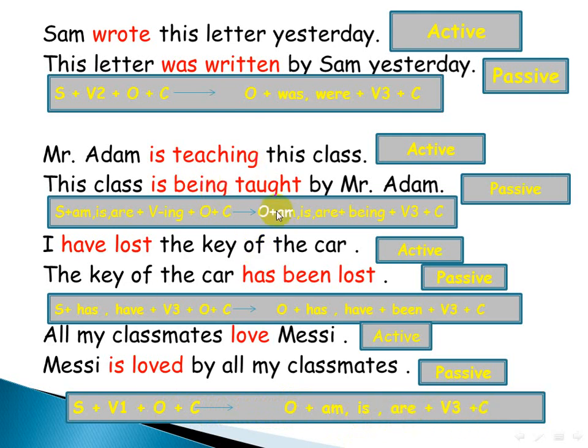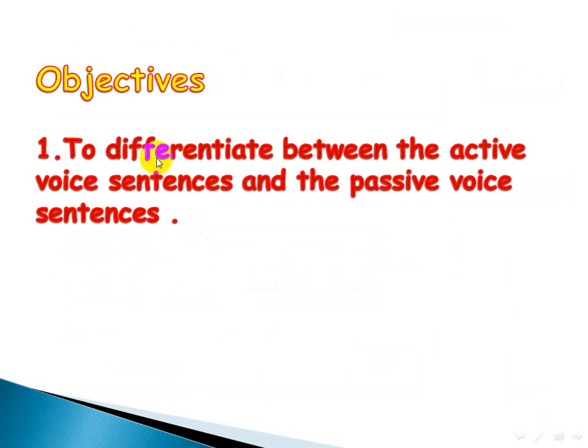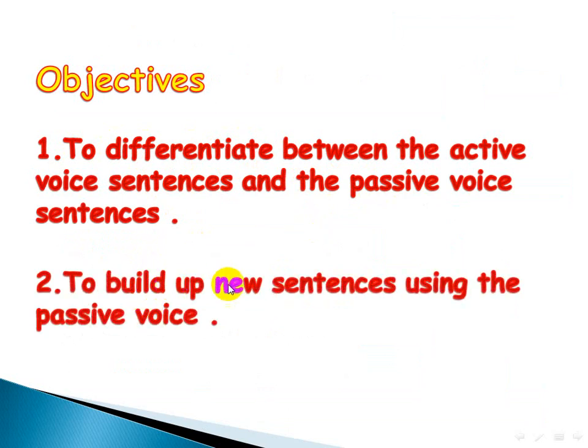So this is the first part of our class: you have to differentiate between the active voice and the passive voice. So these are our objectives for this class. Number one, to differentiate between the active voice sentences and the passive voice sentences. And secondly, to build up new sentences using the passive voice. I mean, we need to rewrite statements from the active voice to the passive voice.